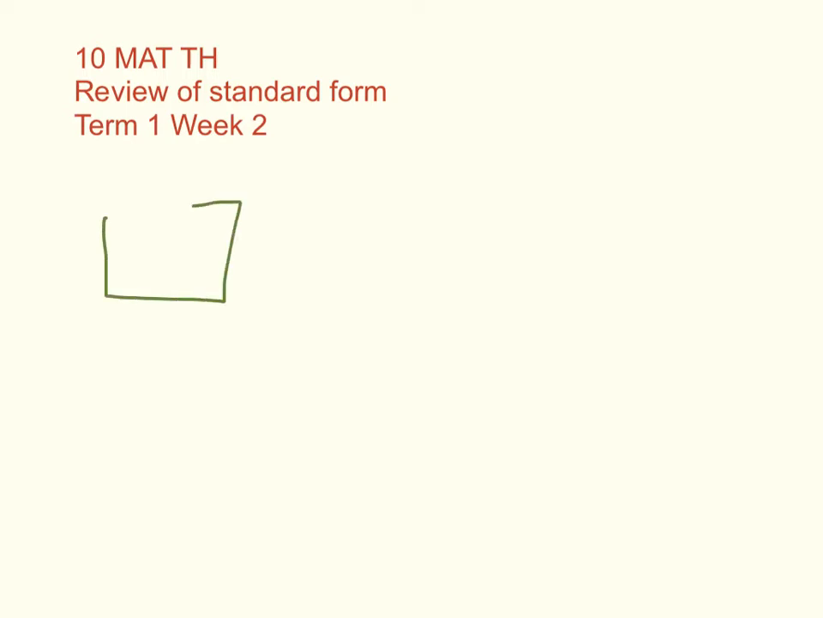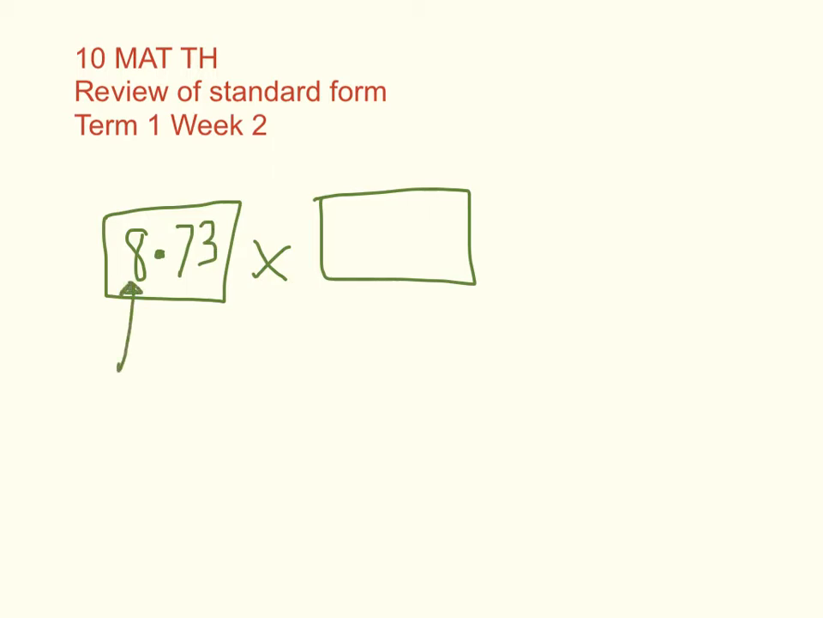Remember that when we write a number in standard form, it has two parts. The first part is a number like this. So it has one digit before the decimal point, which will be somewhere between 1 and 9, or -9 and -1, although we haven't really worried about negative numbers, but they work in exactly the same way as the positive ones here. So 8.73 times 10 to the power of something.